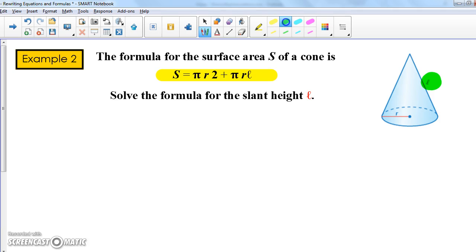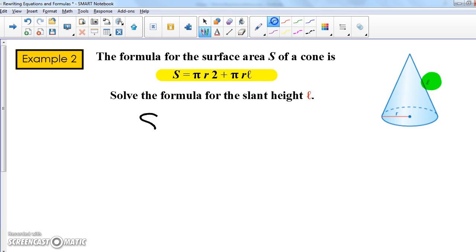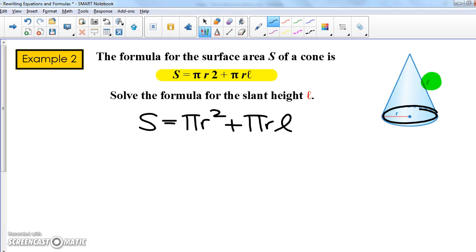So we can solve the formula for the slant height L. So I'm going to go ahead and rewrite it down here. So S equals pi r squared plus pi r L. And the reason we write the L in cursive is so it doesn't look like a 1. Okay, and this makes sense. Because think about it. What is pi r squared? What's that the formula for? It's the formula for a circle, right? So this means you take the area of this circle, and then you add it to the area of this whole cone part on the top. That's the rest of the formula.